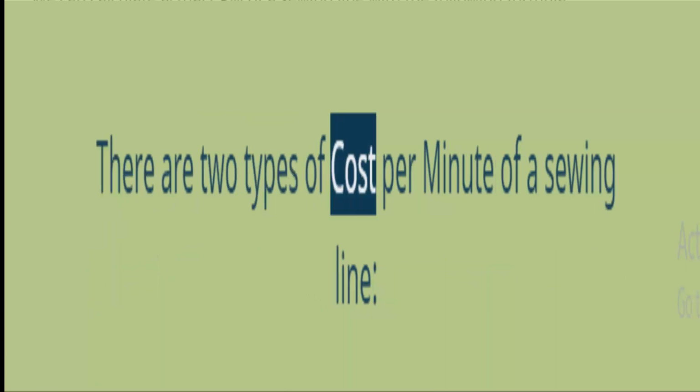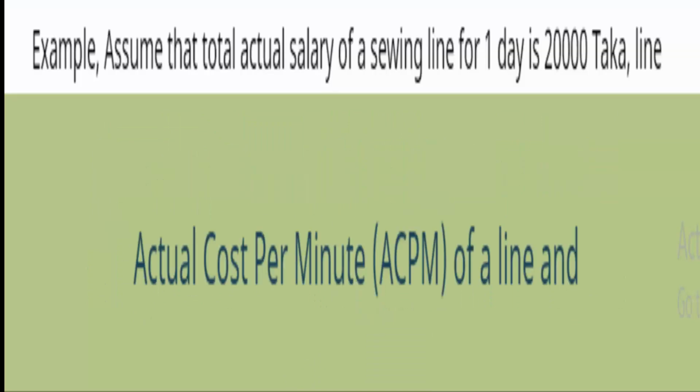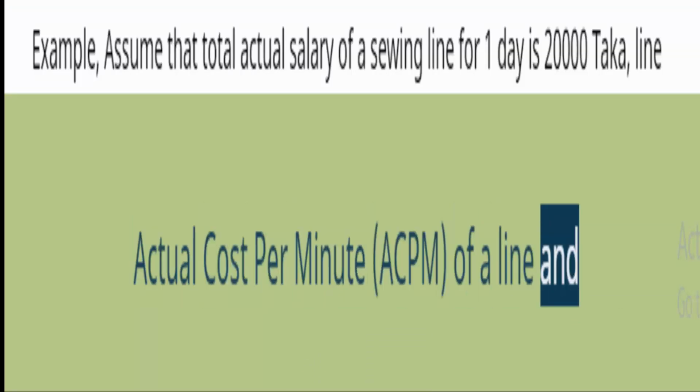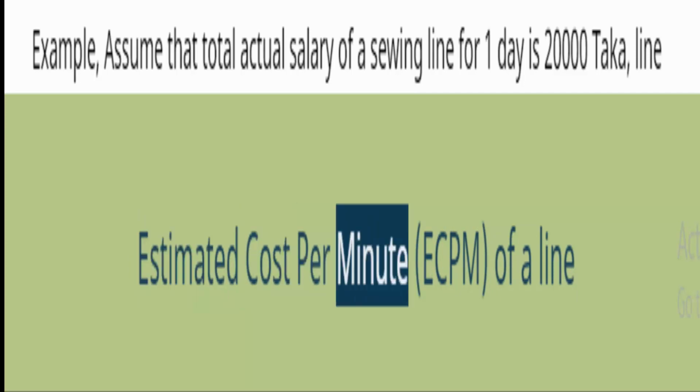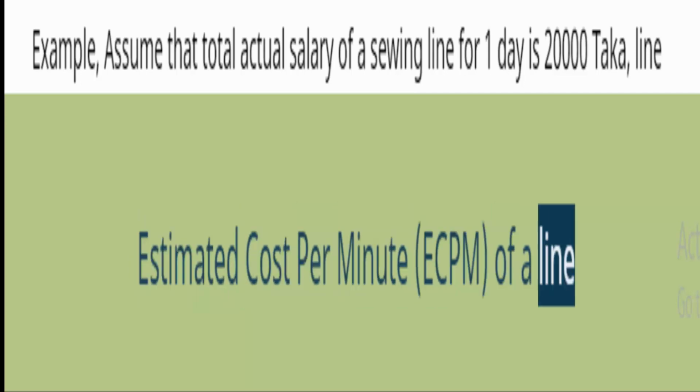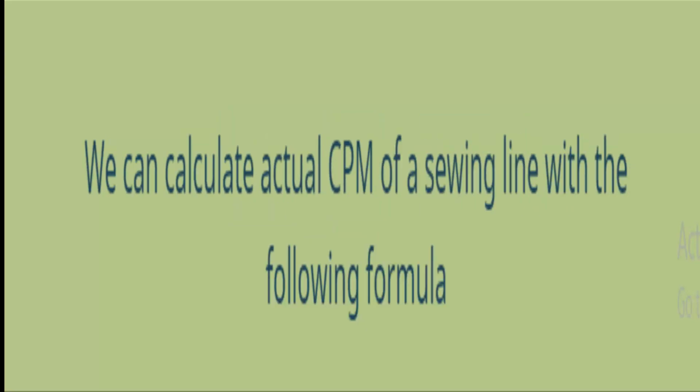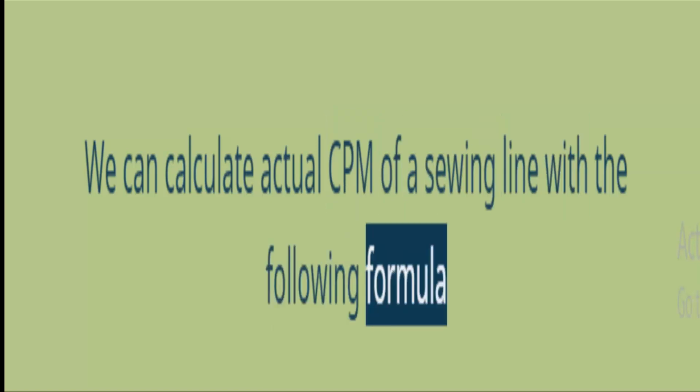There are two types of cost per minute of a sewing line: actual cost per minute, ACPM, of a line, and estimated cost per minute, ECPM, of a line. How to find out actual cost per minute of a sewing line? We can calculate actual CPM of a sewing line with the following formula.